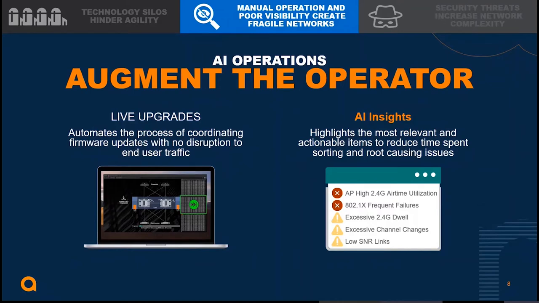For example, if you are using the Aruba CX switches, Aruba CX switches can do live upgrades across dual switches that eliminate downtime, so with no disruption to end user traffic. And it can also support automatic firmware updates for the two switches, again with zero downtime.